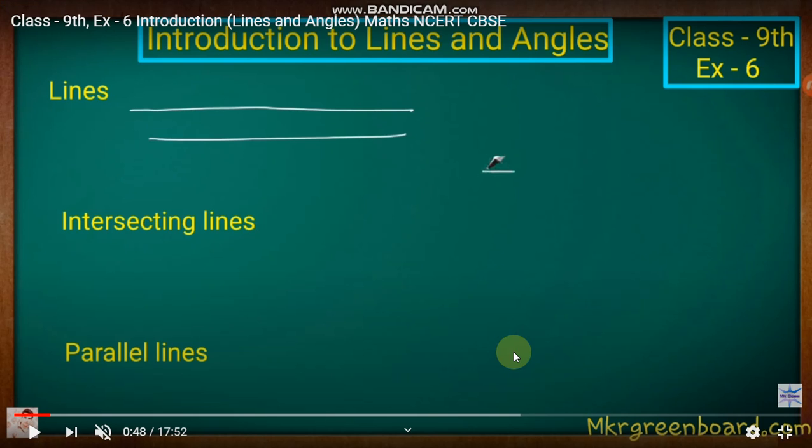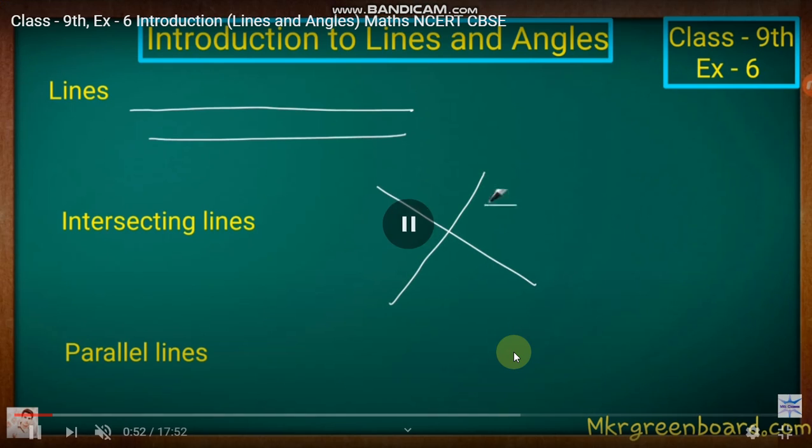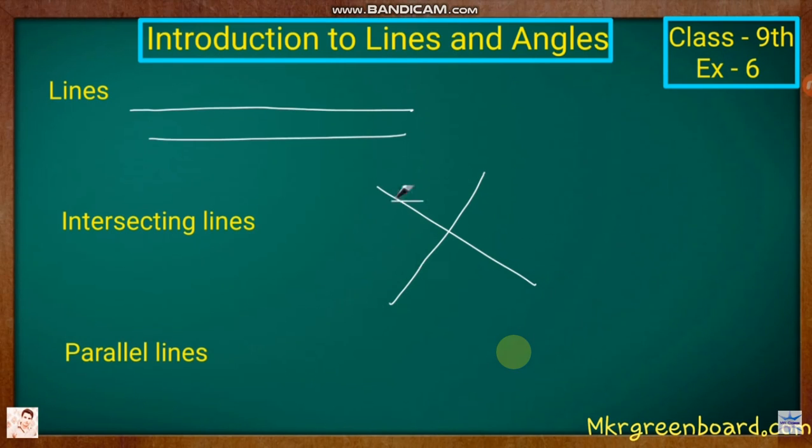Then we move on to the intersecting line. Suppose a line intersects another line, we call them intersecting lines. Look here, I will show in the figure. A line intersecting forms some angles.